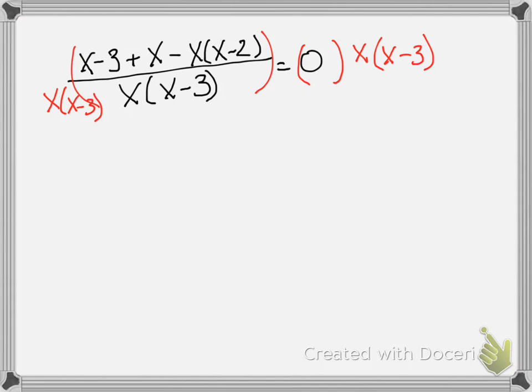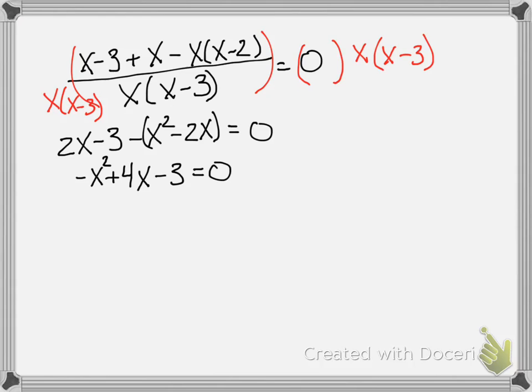Okay? Let's go to a new page and just look at what we've done again, or kind of continue it on from there. Okay, so we can simplify this now. It gives us 2x minus 3 minus x squared minus 2x, okay? Clean that up a little bit, and we get minus x squared plus 4x minus 3. So all I've done there is distributed that negative sign through the parentheses and added like terms.